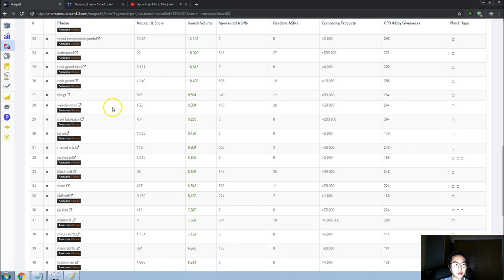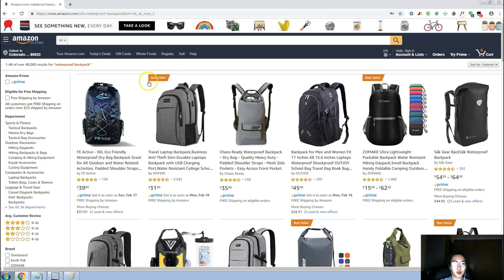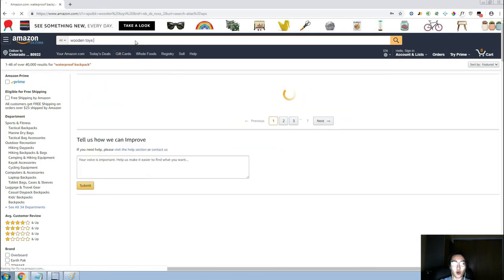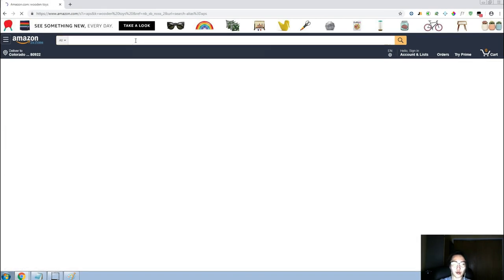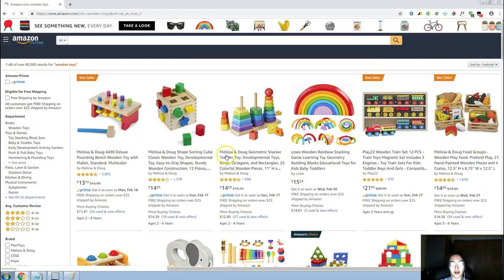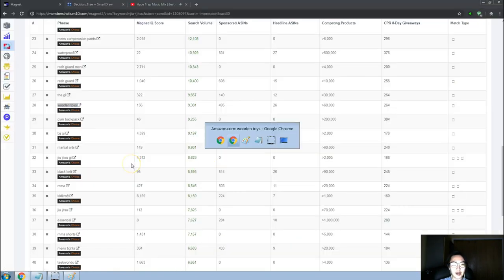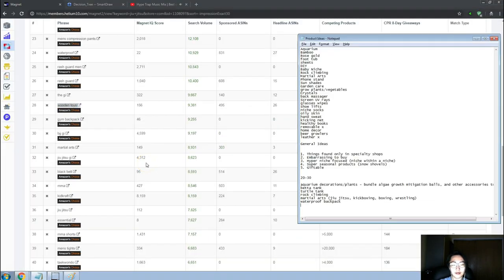Men's compression pants, no way. Wooden toys? Why are people searching up just wooden toys? What wooden toys are people selling? Like a horse? One of those things that rock back and forth? Oh, okay. Yeah. Never had kids. At least I think.